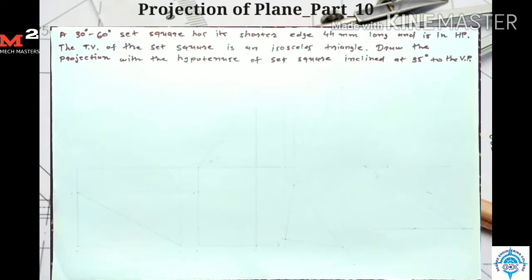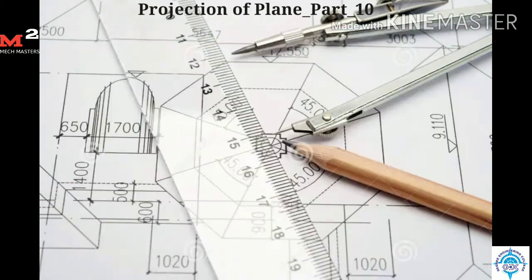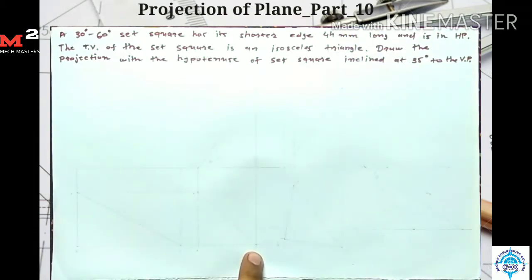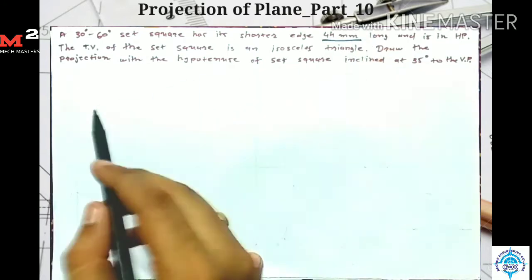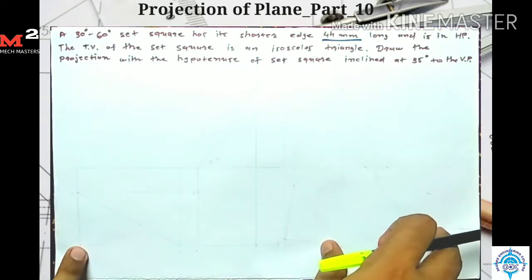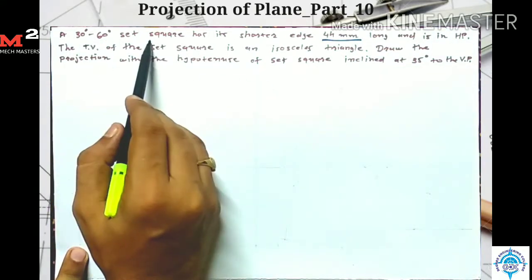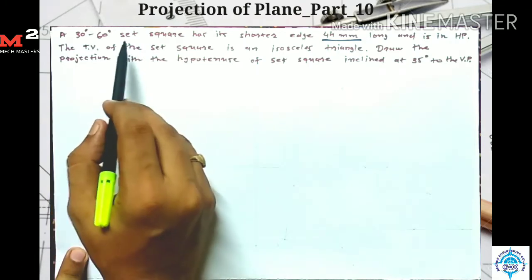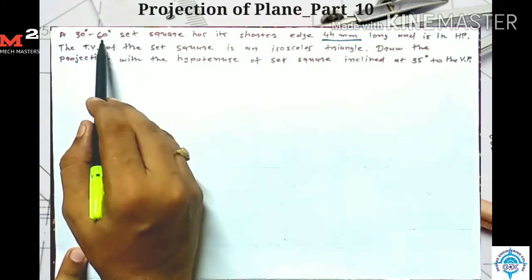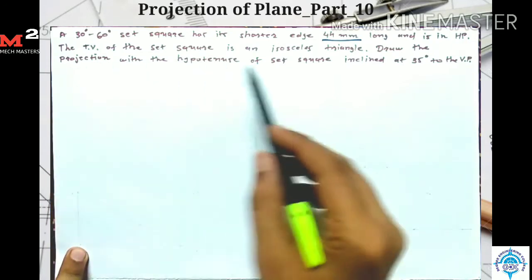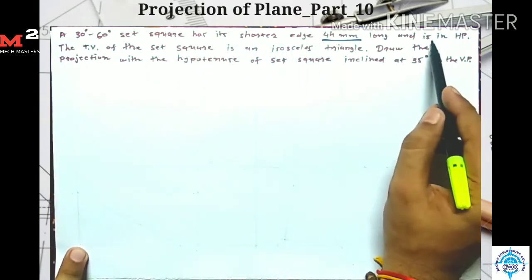In the question, it is given that a 30 degree and 60 degree set square has its shorter edge 44 mm long. Here one set square is given. So a 30 degree and 60 degree set square means all three angles are given. One angle is 30 degree, second is 60 degree, and third one is 90 degree. Its shorter edge is in HP.